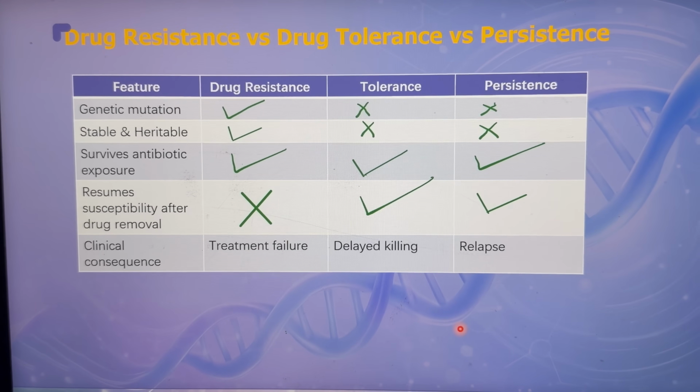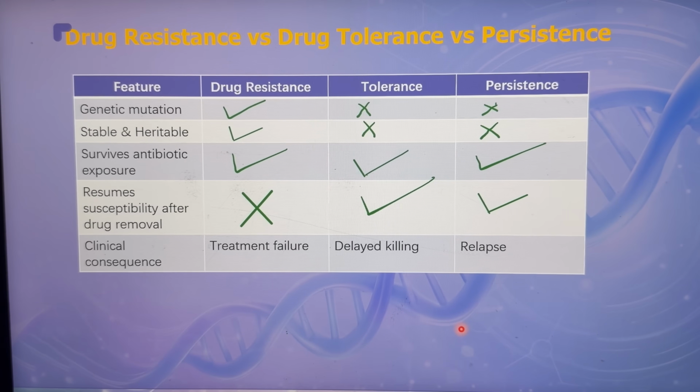Before that, this is a very important slide. These three terms are often used interchangeably, but they are fundamentally different. You should know what is drug resistance, drug tolerance, and persistence. Drug resistance is genetic. It results from stable heritable mutations. Even after the drug is withdrawn, the organism remains resistant, leading to treatment failure.